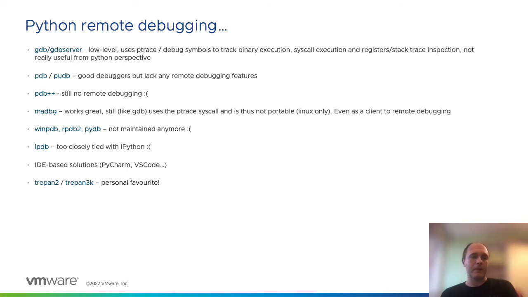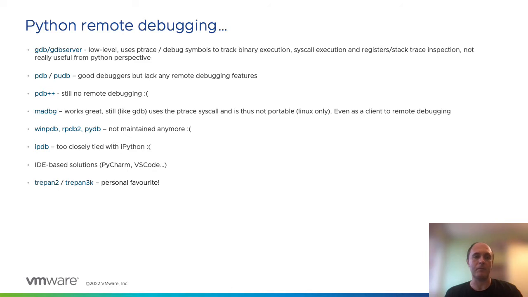Also, there are a number of abandoned projects. Some of them are really good, but unfortunately abandoned, like WinPDB, RPDB2, PYDB. They are not maintained anymore, unfortunately. We also have IPDB, which is closely tied to IPython, and for that reason, in most cases, it is not quite useful to us. There are, of course, IDE-based solutions, such as PyCharm, and Visual Studio Code also has remote Python debugging capabilities, from what I know.